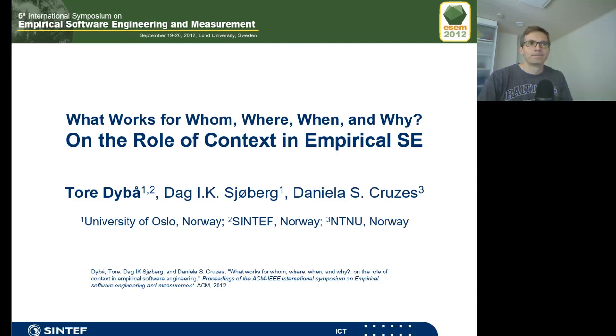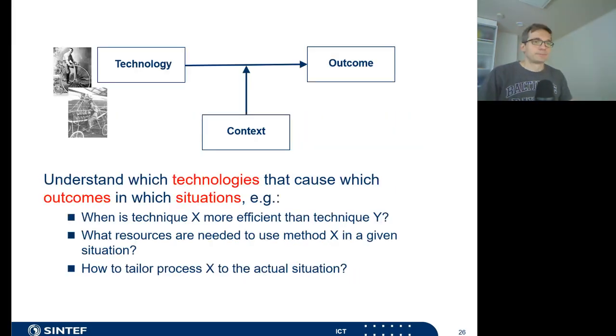Welcome back. These slides are from Tore Dubois, who works at the University of Oulu and SINTEF. And 6 years ago, in ESM conference, he presented this rather interesting paper titled "What Works for Whom, Where, When, and Why?" on the role of context in empirical software engineering. Now I will use his slides to share some insight about software engineering context.